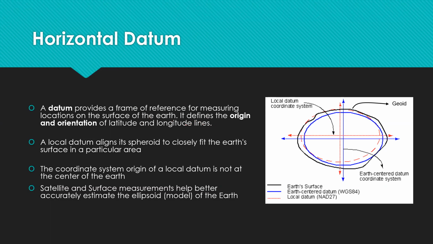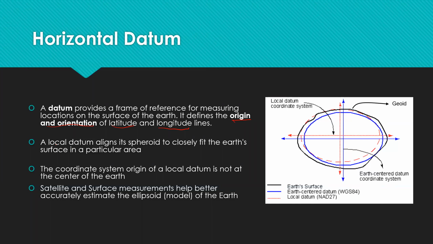We have horizontal datums, which give us a frame of reference for X and Y. And then we have a vertical datum, which gives us reference to Z values. We need to know the origin and orientation for latitude and longitude lines. So we have a horizontal datum that is this ellipsoid, which is the blue shape here. There are a lot of different kinds of datums, and we're going to be using these words a lot, so we're just introducing them now.